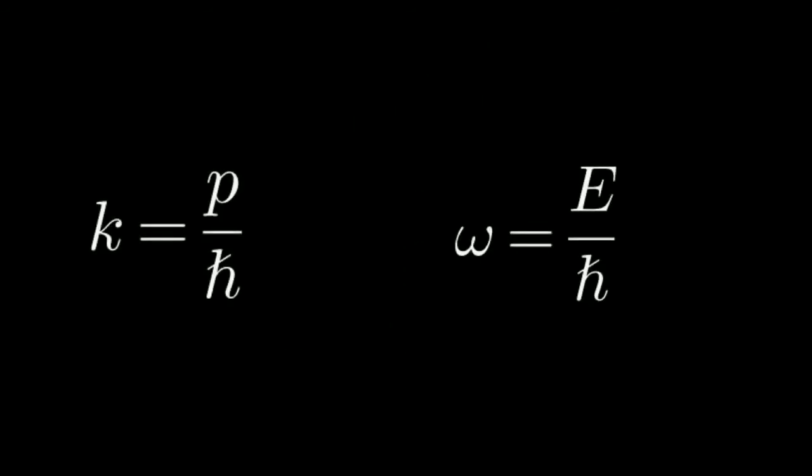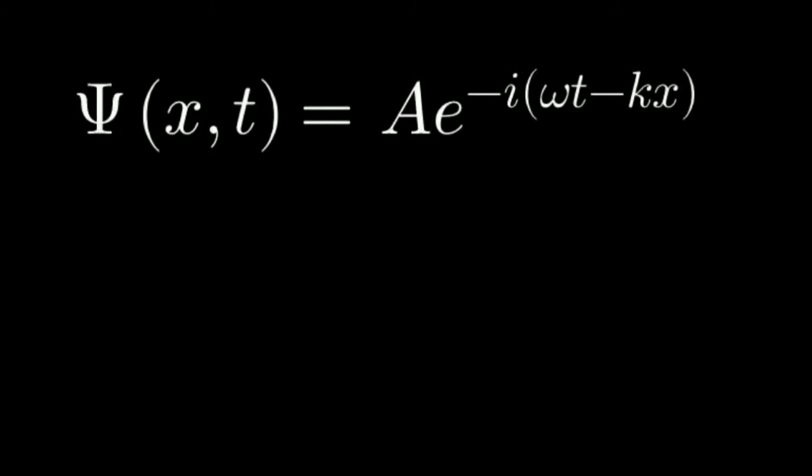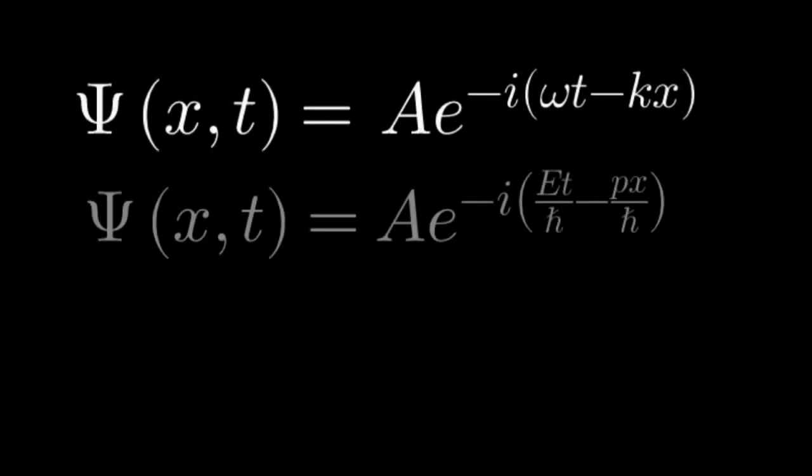Now I have both k and ω as a function of the reduced Planck's constant. Now I will put the value of both of them in this equation and I will get an expression like this.